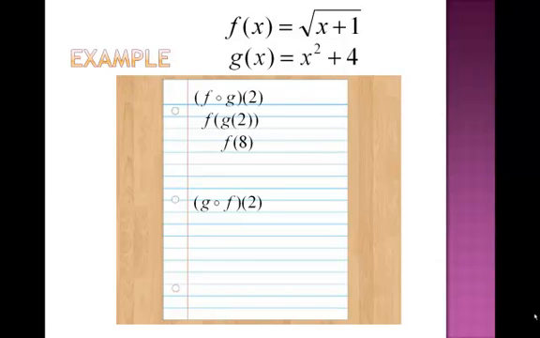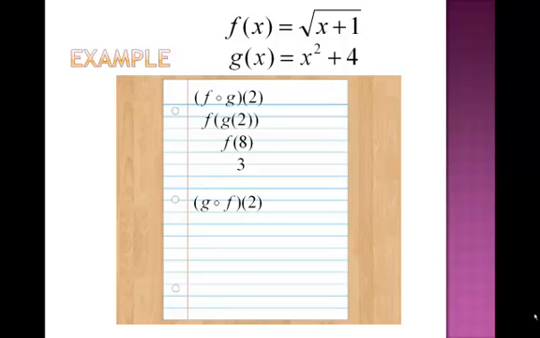Now that output of 8 becomes the new input for f. And so I'd take that 8 and put it into our function f. So 8 plus 1, give us a 9, then take the square root, and I get an output of 3. So altogether what I have here is that when I put 2 into the composition of f of g, I get an output of 3. First, it essentially goes through g, the inside function, and then it passes through f, the outside function.